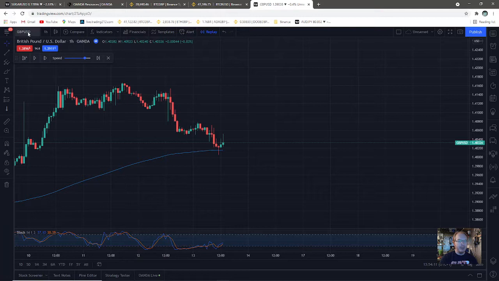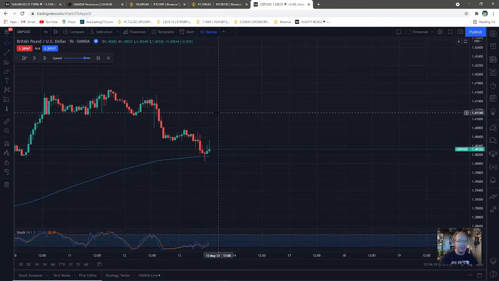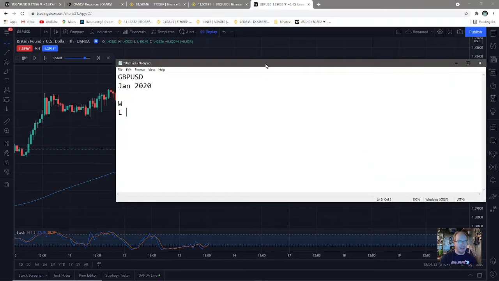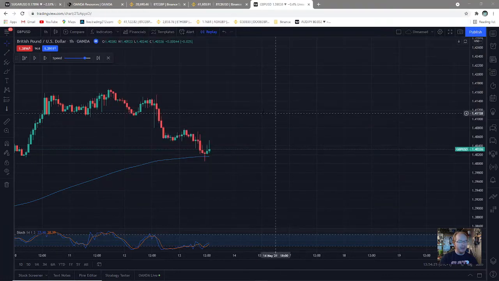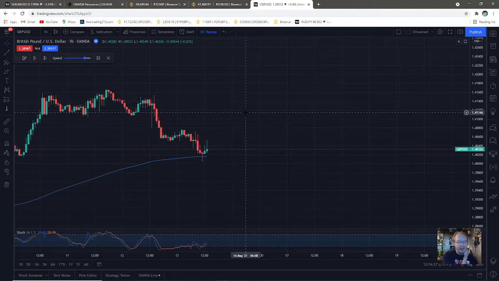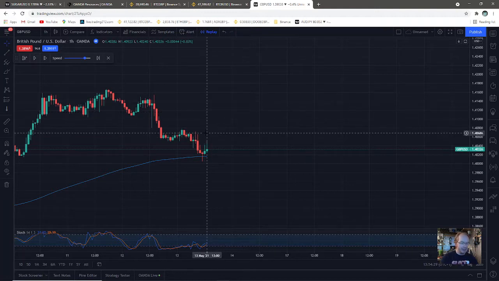So GBP USD, Great British Pound US Dollar. We're on replay mode in TradingView. We won't be placing actual trades because it's the weekend, like I said. We've got a little notepad file to record wins and losses. So we're just going to practice through, pretending this is where it's up to, 13th of May 2021.